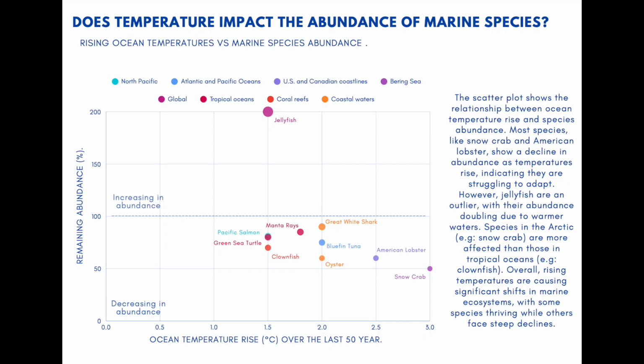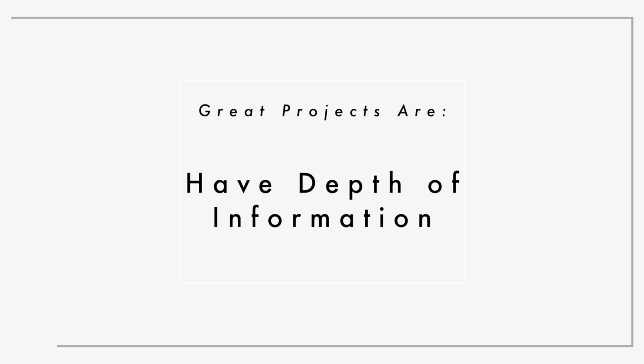This one is about how temperature impacts the abundance of marine species. We've got some text for the first time off to the right that describes what we're reading. But even without this text, I'm halfway done reading the text on the right side, only to understand that I can see what they want to get at, and that's jellyfish. Jellyfish are an outlier.